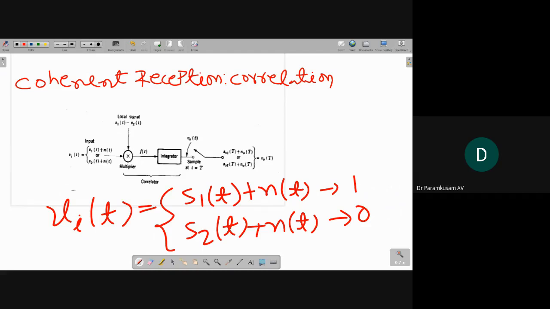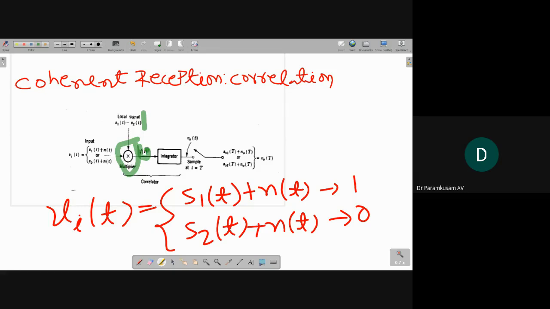Okay, if logic 1 is transmitted, then at the input of the correlator, S1 of t plus N of t is applied. If logic 0 is transmitted, then S2 of t plus noise N of t is at the input of the correlator. Now whatever it may be, either S1 of t plus N of t or S2 of t plus N of t is multiplied with a local signal, that is S1 of t minus S2 of t.